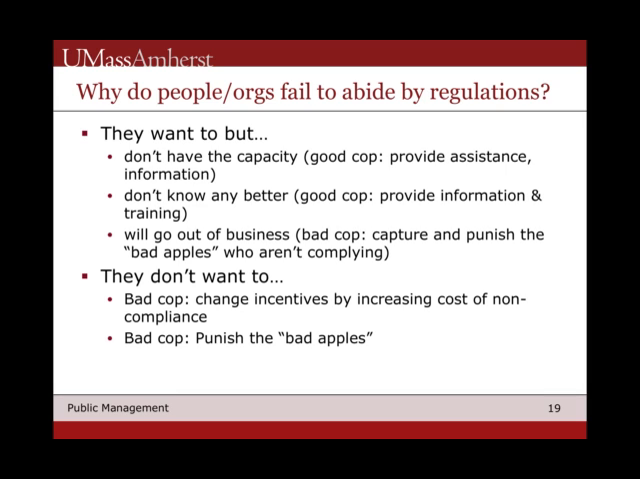Again, there are times thinking about if they don't have the capacity or don't know any better, that maybe providing assistance, providing information, training. But in some cases, they also may not be that motivated to find out any better. So just providing sort of supply-driven information may not be enough. They might still have to be caught and identified as failing to comply in order to actually want to comply. The other, of course, possibility is that they don't want to. And so you basically have to punish them by changing incentives, increasing the cost of noncompliance, or punishing the bad apples.